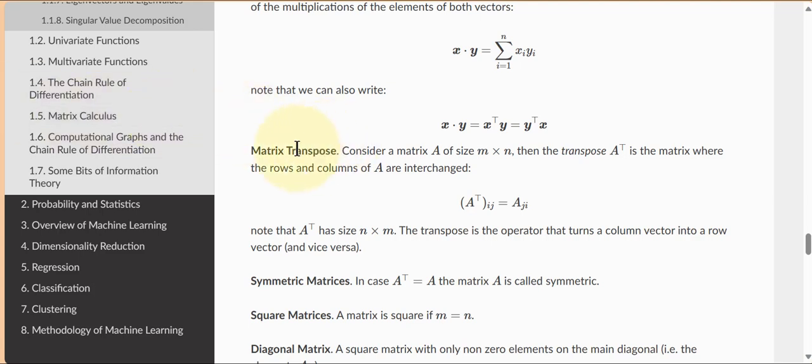So anyway, the transpose of the matrix A. What does that mean? If A is an m by n, then it's like you sort of flip the matrix, and when you do that, you get an n by m matrix, and that's called the transpose.